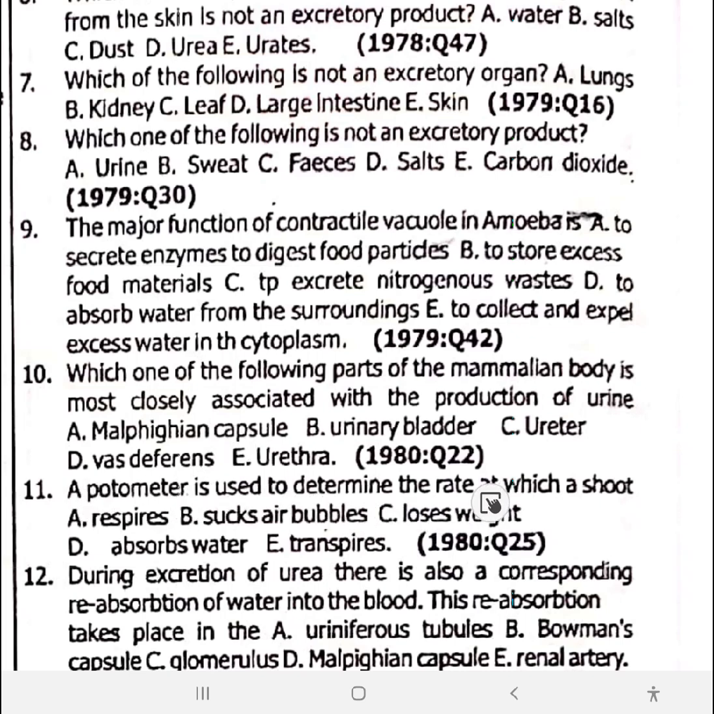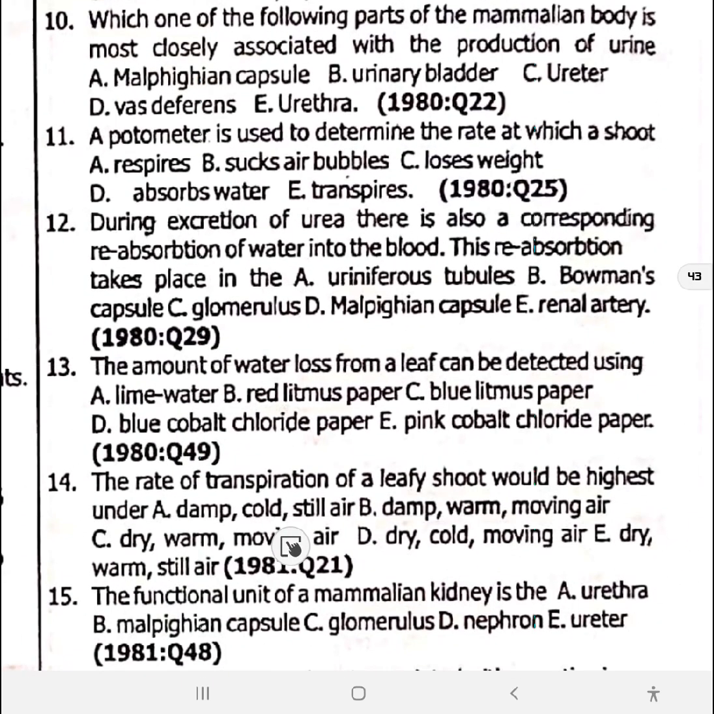Eleven. A potometer is used to determine the rate at which a shoot does what? A shoot transpires. It loses water. Eleven is option E, transpiration. Twelve. During excretion of urea, there is also a corresponding reabsorption of water in the blood.